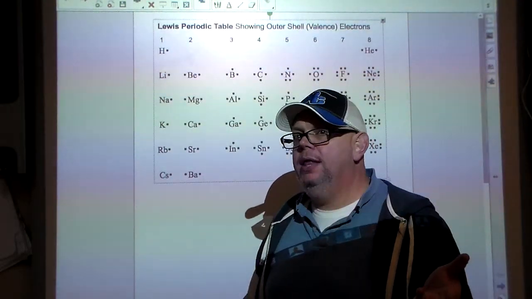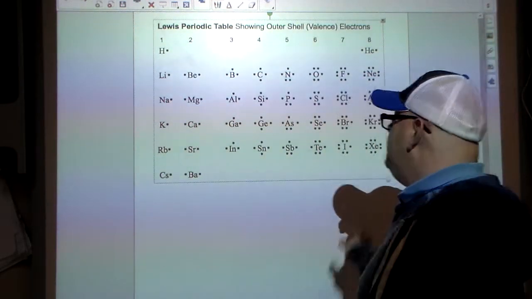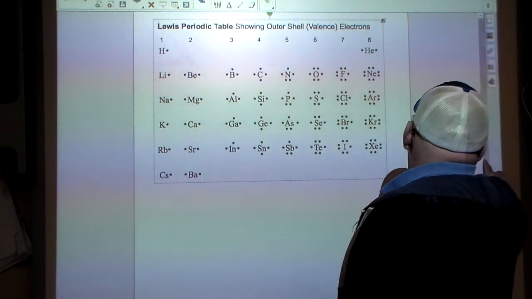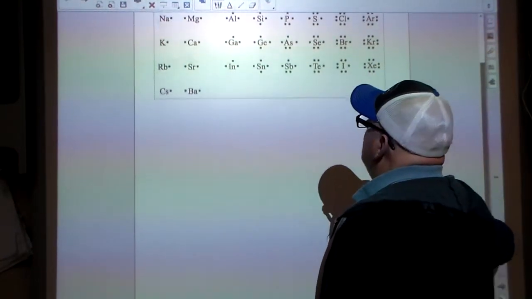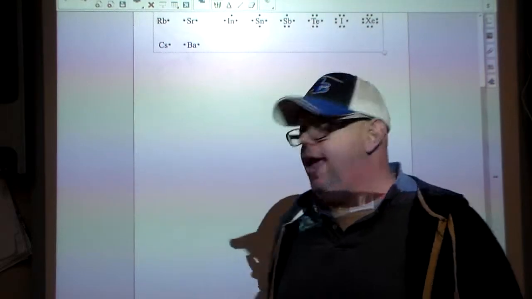If you pick up electrons, then you are an anion. You have that negative charge to it. So that's the basic idea behind this. Okay, how do we use Lewis dot diagrams to represent the connections that we have?